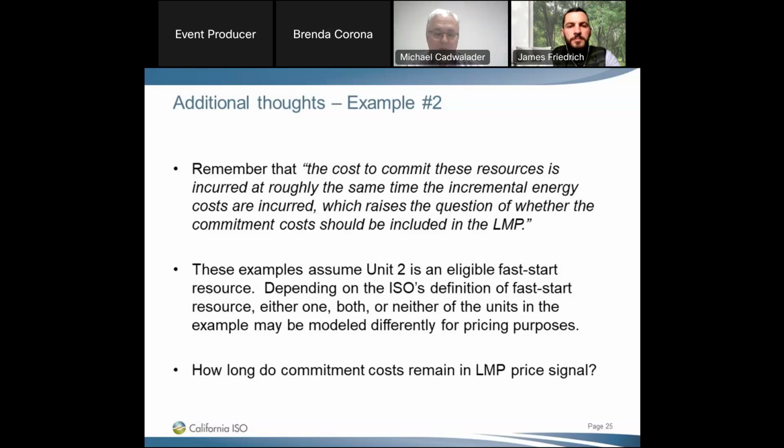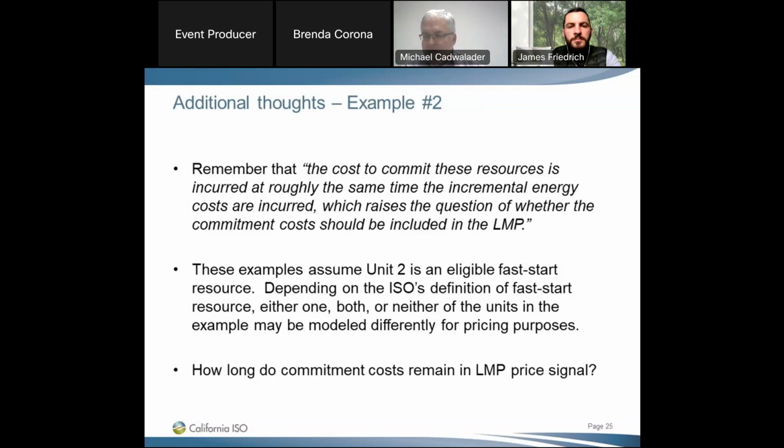You committed it to meet load in the next 15 minutes. That's when you really need it. You're going to go ahead and let it run for an hour because that's its minimum runtime, but you committed it to meet load in the next 15 minutes. Well, in that case, that's an argument that it would make sense to allocate the majority, perhaps all, of the commitment costs to the next 15 minutes, the period in which you really needed the unit.